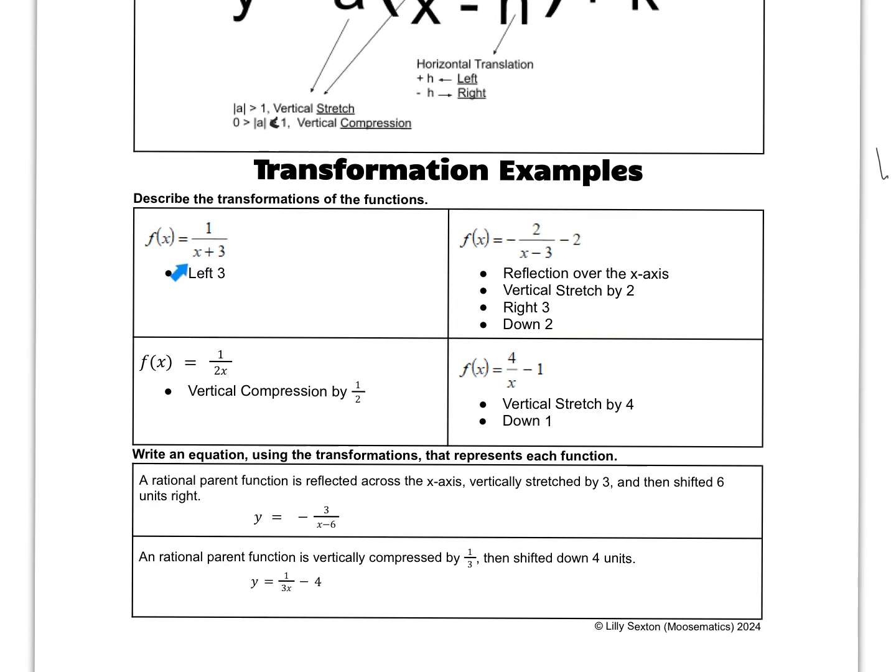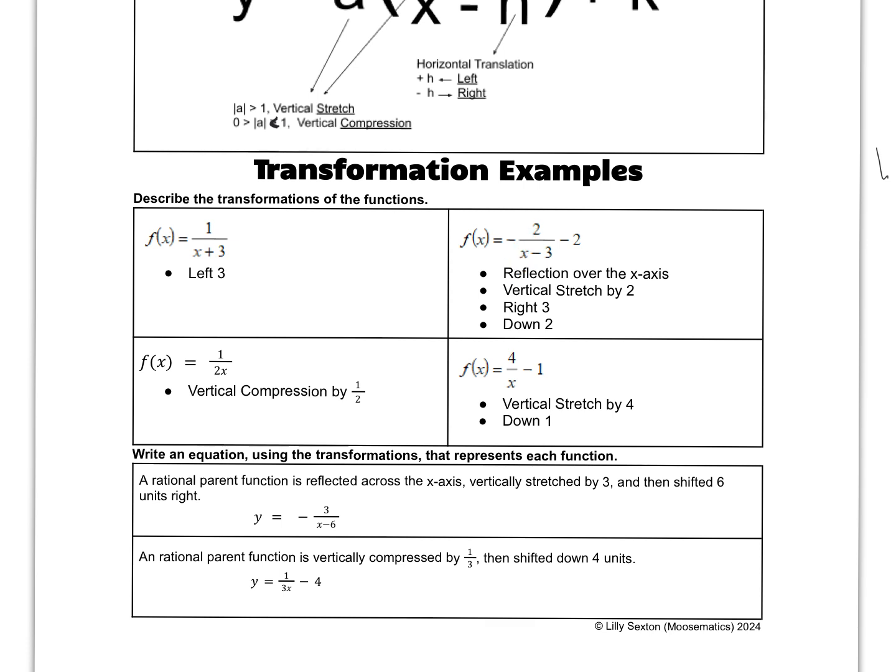Here, looking at this first example, f of x equals 1 over x plus 3. Well, the only transformation we have going on is this plus 3 with the x, which is a shift left 3 units. Looking at this example, f of x equals negative 2 over x minus 3 minus 2. Okay, so this negative is a reflection over the x-axis. All right, and this 2 is the vertical stretch by 2.